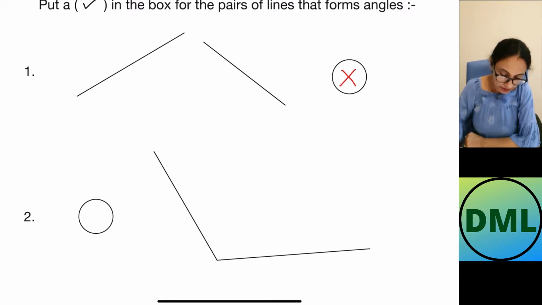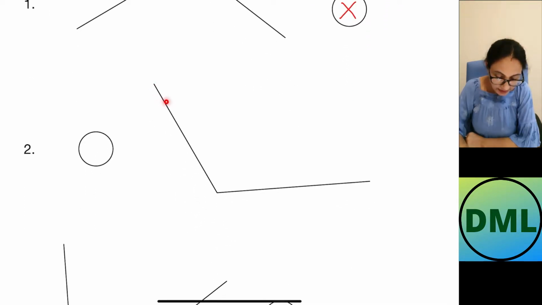Let's see the second question here. As we can see, this is our first line and this is our second line, and they are joined here at this point. Are they making an angle? Yes, right? They are making an angle here like this. So that means these lines are making an angle, so we will make a tick here.